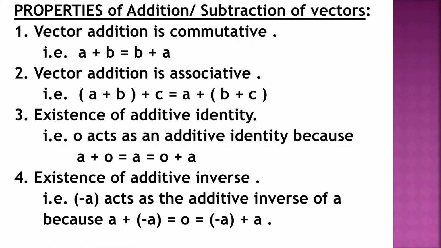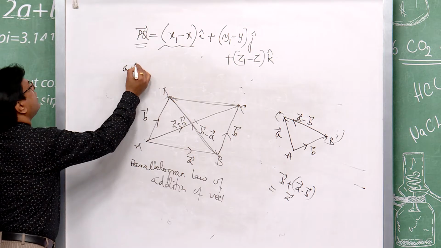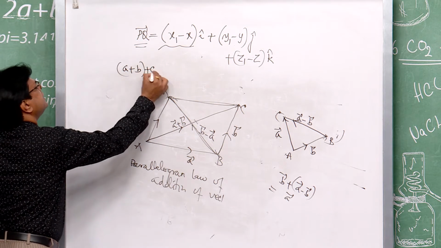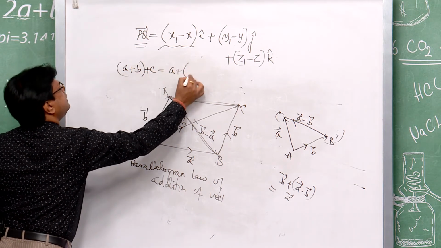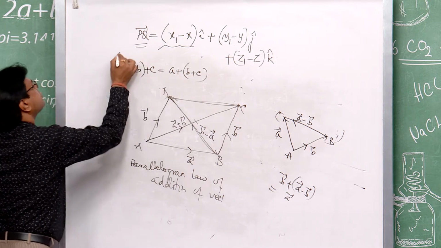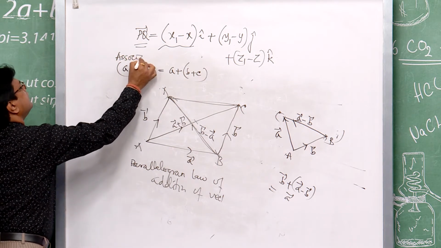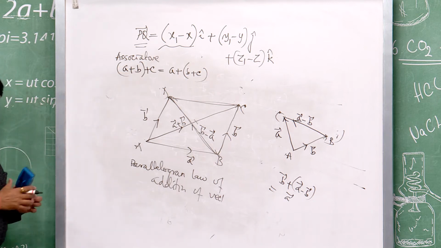Then come to properties of addition or subtraction of vectors. Vector addition is commutative. Commutative means A plus B vector is equal to B plus A vector. Vector addition is also associative: A plus B, then plus C, is equal to A plus (B plus C). This is your associative property. So, vector addition is associative.